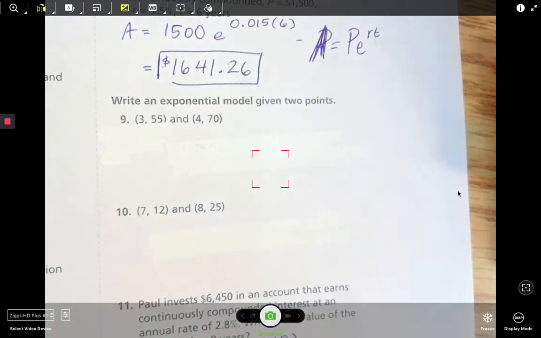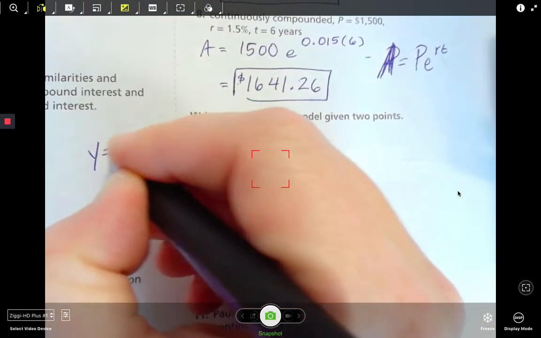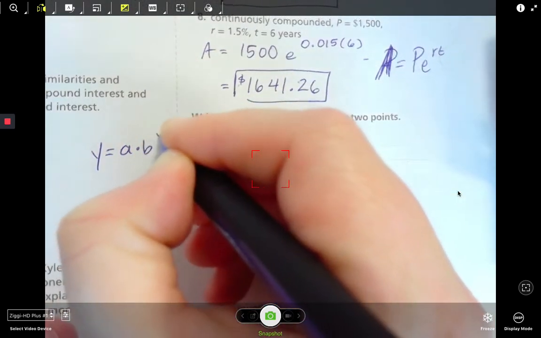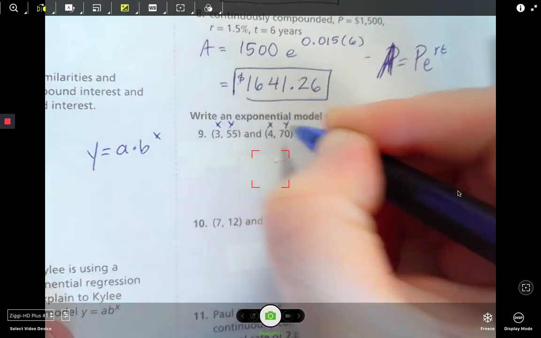Alright, so this is on the Do You Know How in 6.2. I'm going to show you how to write an exponential model algebraically, because the only way I showed you in the video was how to solve it using exponential regression. To do this, we know that our equation needs to be in the form of y equals a times b raised to the x.